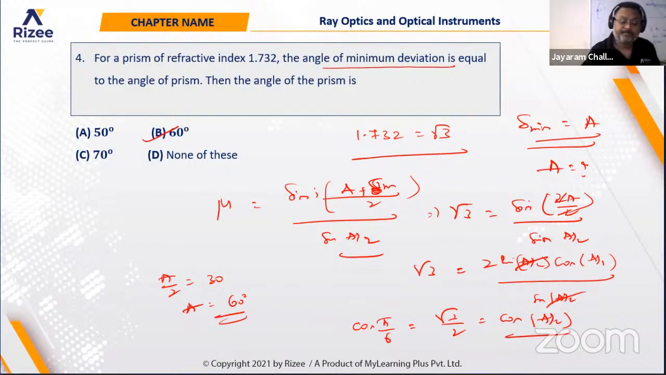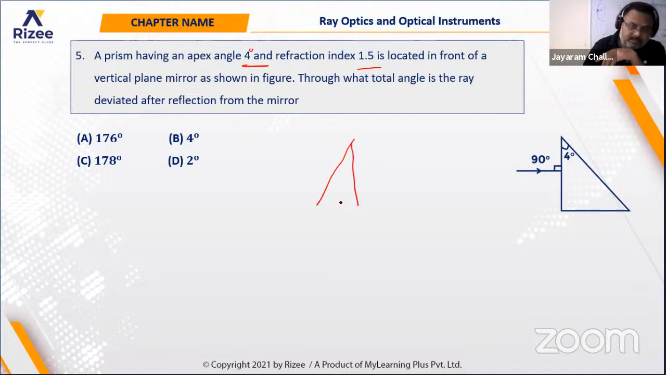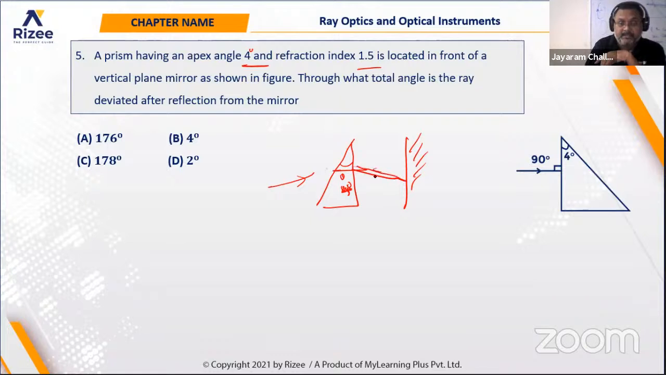Next one. A prism having an apex angle of 4, and the angle of the prism is 4 degrees. The refractive index is 1.5, is located in front of the vertical plane mirror. So actually this should be the case. There will be a very thin mirror. Angle theta is equal to 4 degrees. So 4 degrees, there is a mirror over here. The light ray that we sent over here will undergo refraction and hit the surface and come back like this. So now these are the different angles.